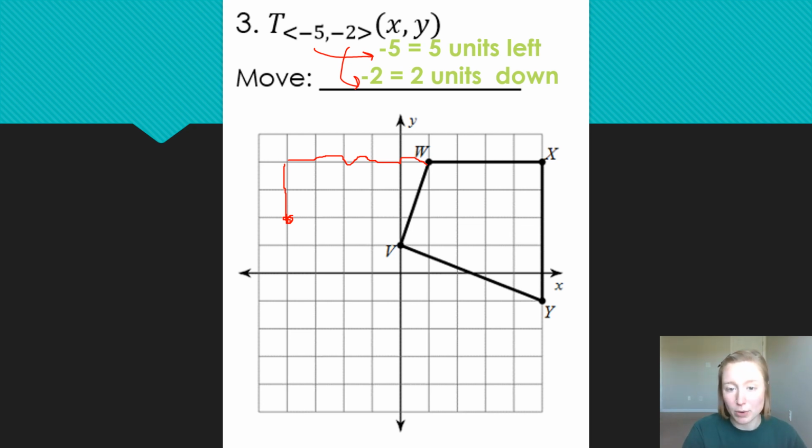So my next point I want to take is X. I move it 1, 2, 3, 4, 5, and then 1, 2 units down. There'd be my new X prime.